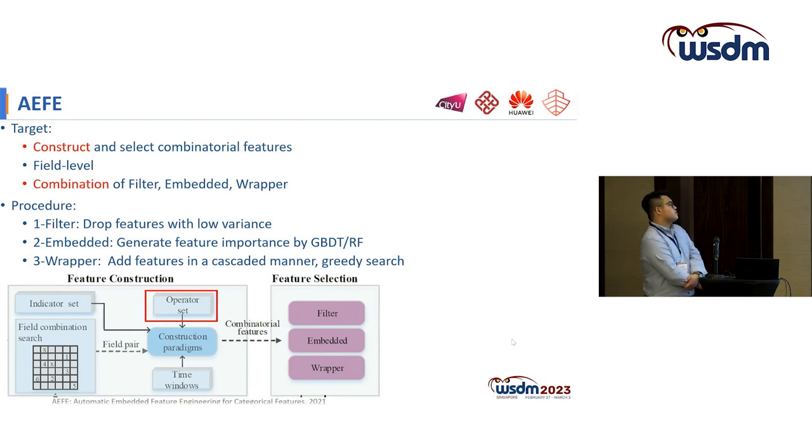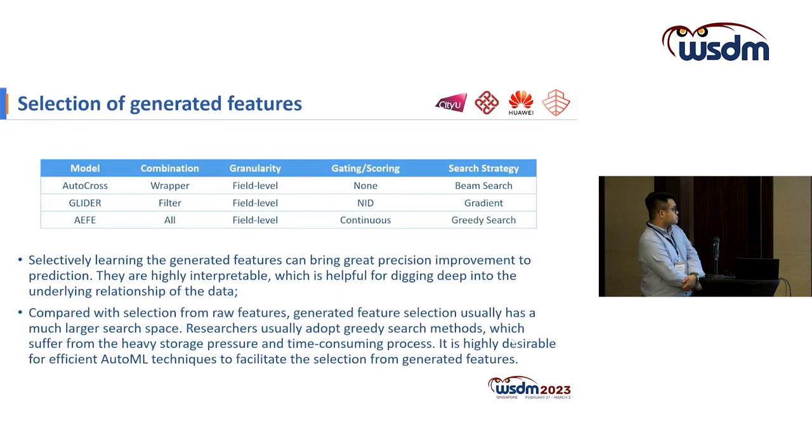And all of the features are added to the feature set in a cascaded manner. That's to say, we first add the most important feature to the feature set, and use the greedy search method to search for the optimal feature set.